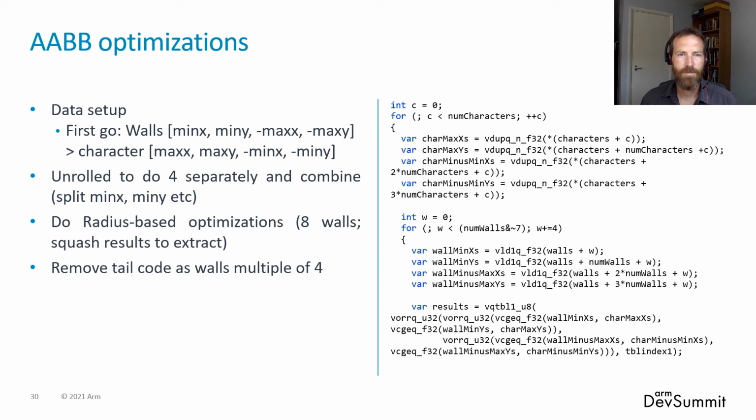To have a quick look at the code snippet here, we load the character's 4 bounding box limits with VDUPs to put the same value into the vector 4 times, ready for comparison with 4 different walls. Then for each set of 8 walls, we handle 4 at a time and load 4 walls into each of 4 arrays representing each bound of the box. Then we're comparing the max of one to the min of another.